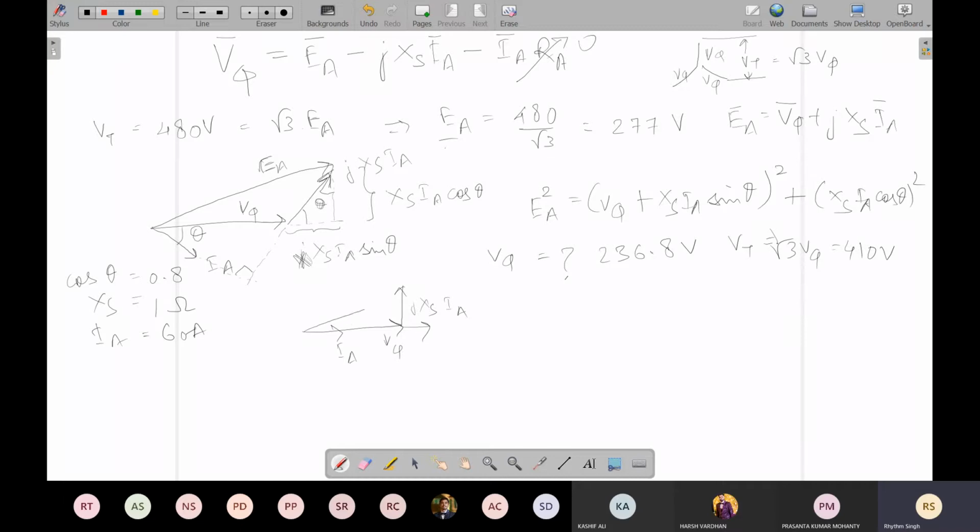and EA is nothing but the vector summation of V phi and J axis IA. So this is your EA. So in this case, again, we can write EA square is equal to V phi square plus axis IA square, just the magnitude. And if you solve this, then you will get your V phi equal to around 270.4 volts, and therefore your VT, which is root 3 V phi, will come out around 468.4 volts.